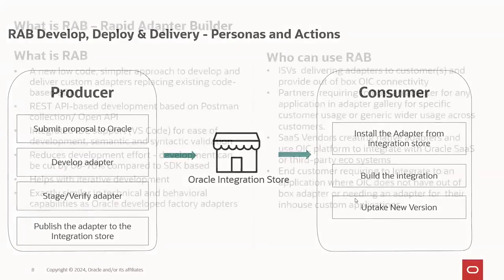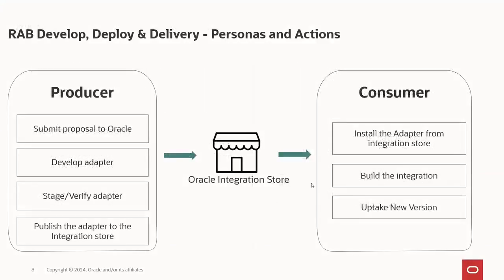Now, let's talk about the two experiences, right? Producer and consumer. Who is the producer? You are going to be the producer. You are delivering the adapter. We'll talk through the life cycle, but it is as simple as this: needless to say, you're going to be an OPN partner, and you will submit a proposal, and post your quick approval you can start developing an adapter, stage and verify. You'll have the opportunity to see how your end customer is going to see it, and publish the adapter to the integration store, right?